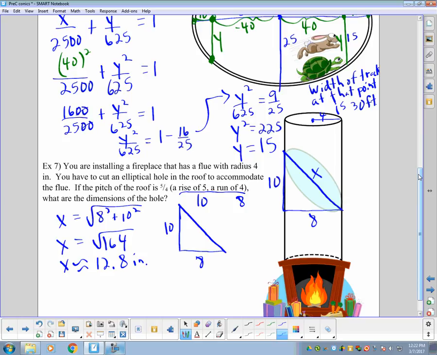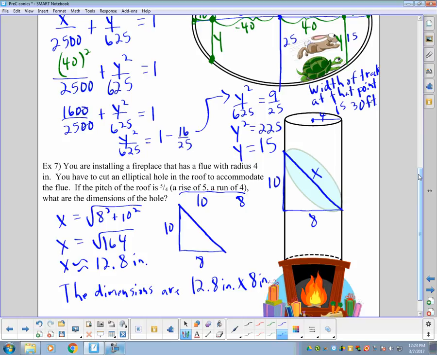So what are the dimensions of the hole? They are, so you're cutting this hole. Here's the roof surface, what's in blue here. So you're cutting the roof surface. So the dimensions of the hole are 12.8 inches by what? Well, I don't think 4. It'd be 4 from like here out. So it's going to have to be 8. Oh, yeah. So by 8 inches.